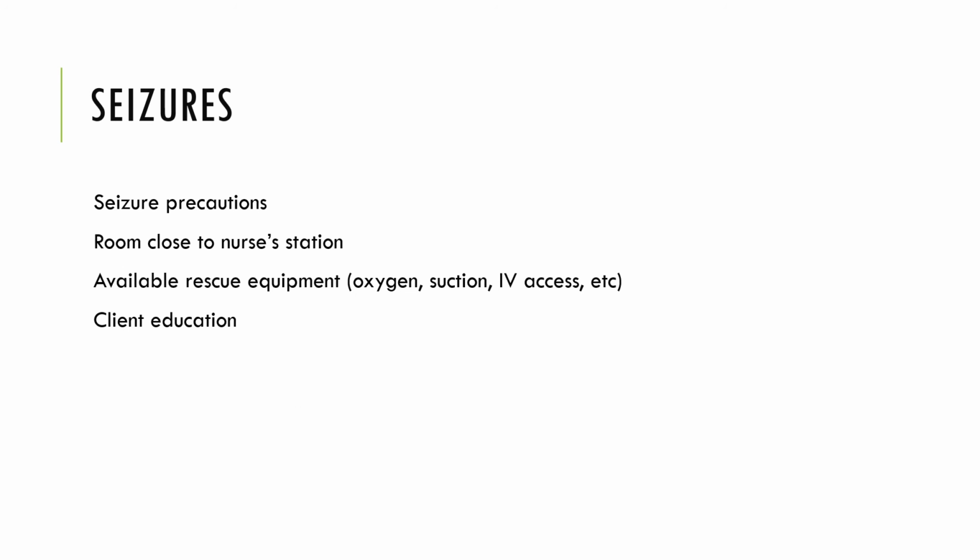And then with seizure patients, patients who are at risk for seizures or have had a seizure should be put under seizure precautions. So low stimulation, decreased lighting, padded side rails, up ×2, having appropriate oxygen and suction and IV access, making sure that's all in place and accessible, and a room close to the nurse's station, and educating the client and their family on the precautions.